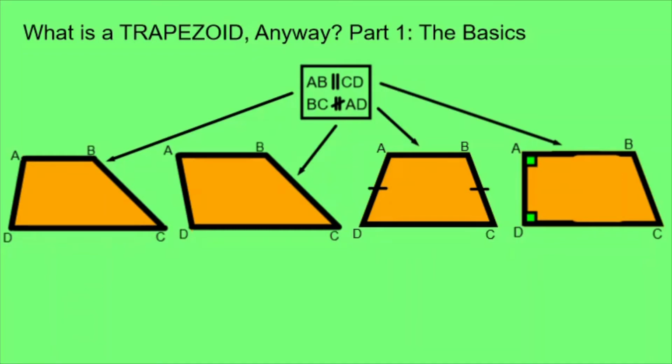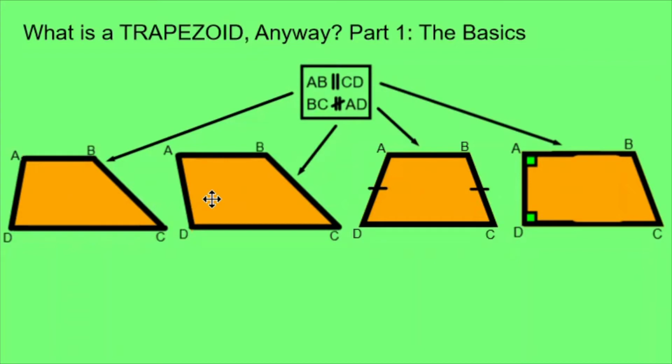Today's Daily Dose of Math is part 1 of what is a trapezoid anyway. Here we're covering just some of the basic concepts about trapezoids. I have 4 orange trapezoids here. All of them have some things in common, but all of them are different from each other.